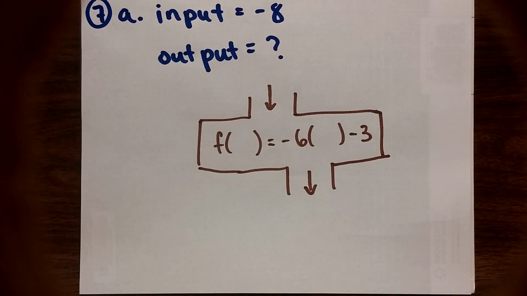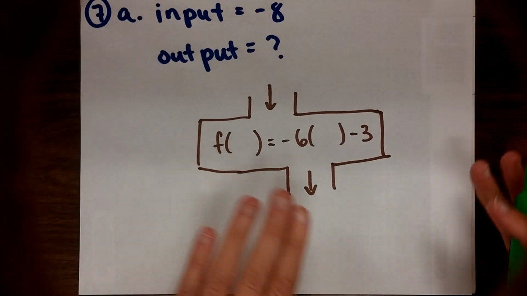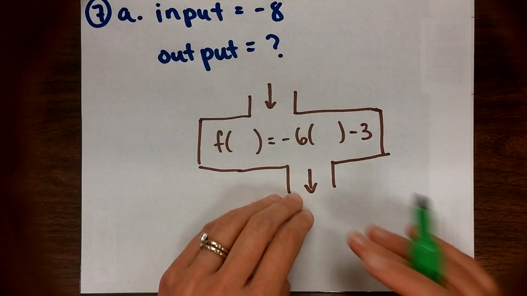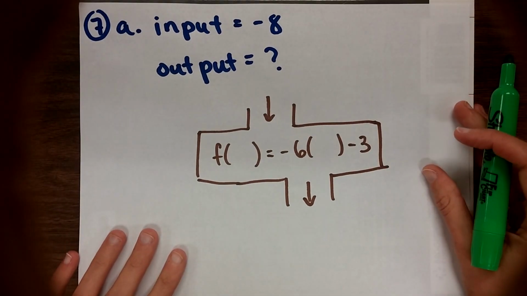Hi, I'm Mrs. Ferguson, and I'm going to show you how to do both parts of number 7 on the Chapter 1 closure packet. For part A, it gives us a function in the function machine, and then it says that the input is -8, and we have to find the output.